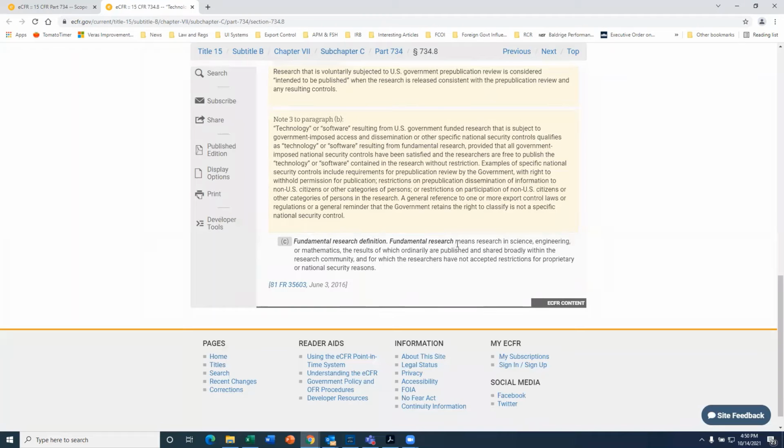C, fundamental research. Research in science, engineering, or math, the results of which are ordinarily published and shared broadly within the research community, and for which the researchers have not accepted restrictions for proprietary or national security reasons. So we're talking science, engineering, or math, which is the kinds of subject areas where the types of technology that would be controlled would arise from. But we're saying if it's fundamental research in those areas, that is, that it's going to be ordinarily published and shared broadly, it's not subject to the EAR.